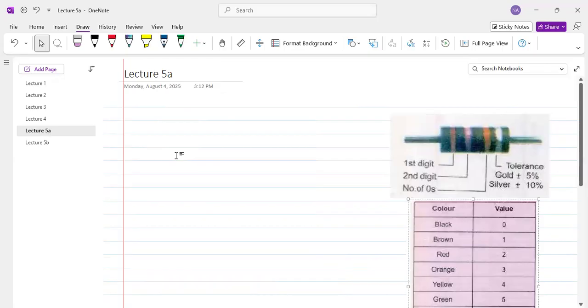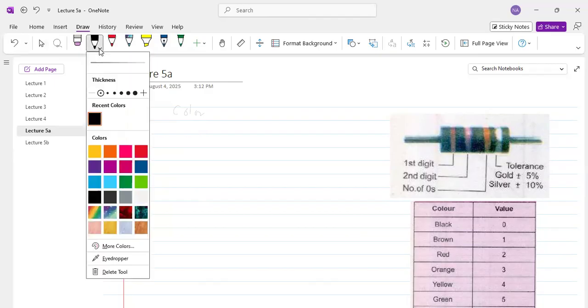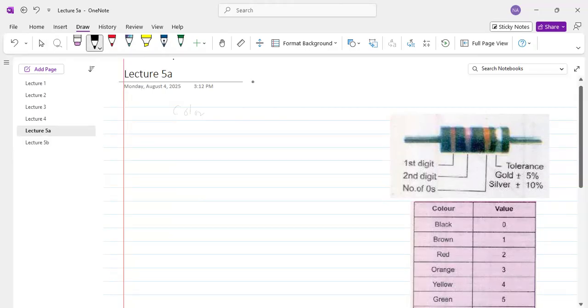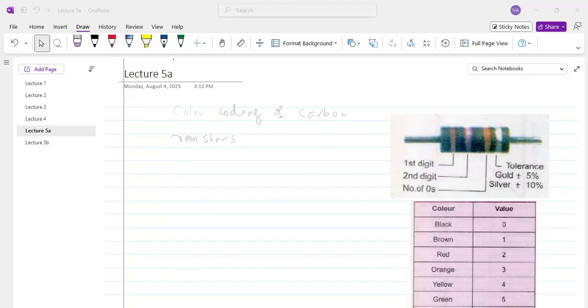Today our first topic is color coding of carbon resistors.